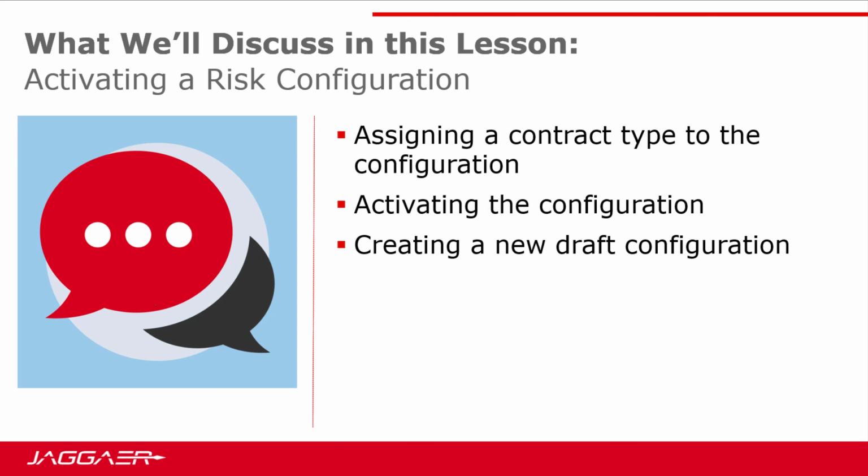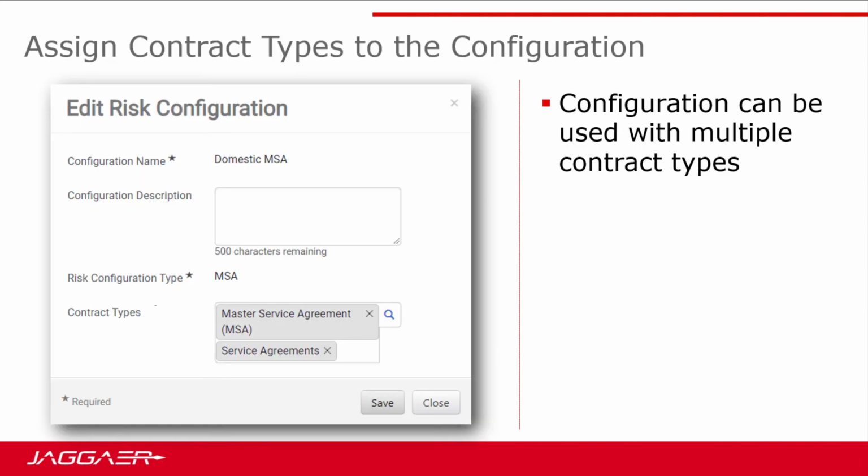This lesson is called Activating a Risk Configuration. We will learn how to assign a contract type to the configuration, activate the configuration, and also how to create a new draft configuration in the future. Before we can use our risk configuration, we need to assign it to at least one contract type so that it can be used when creating contracts of that type in Contracts Plus.